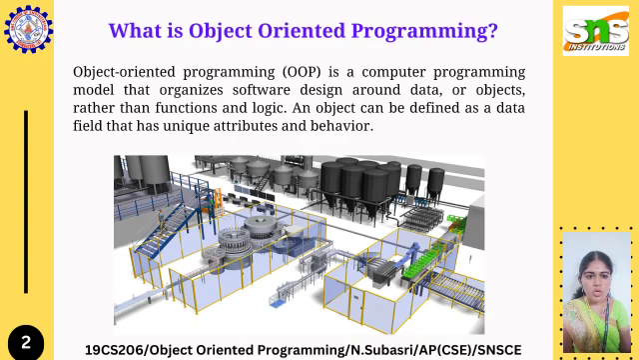So what is object-oriented programming? Object-oriented programming is a computer programming model which organizes the software design around the data or the objects rather than the function and the logic. It is like a computer programming model which is organizing the designs you are using in the software, that is data. Your data is being organized with the help of object-oriented programming.